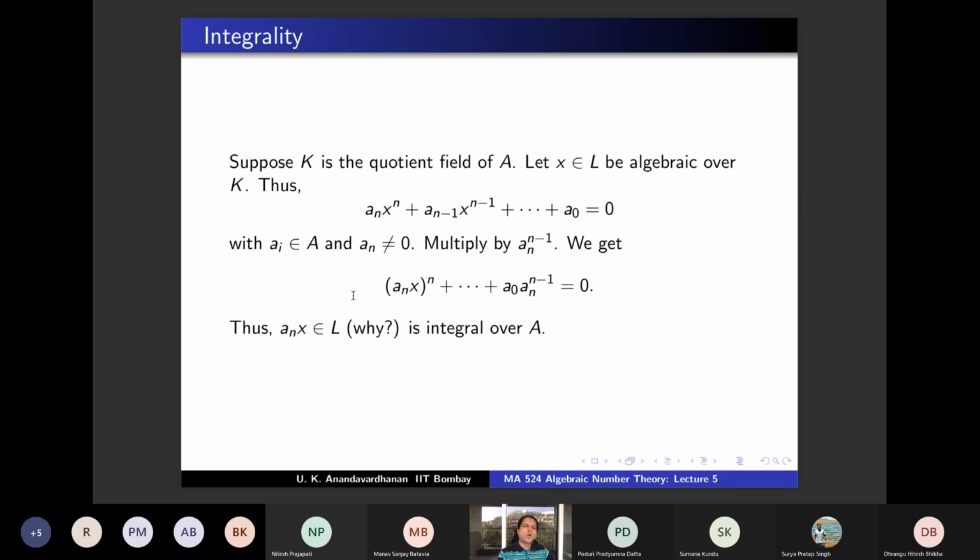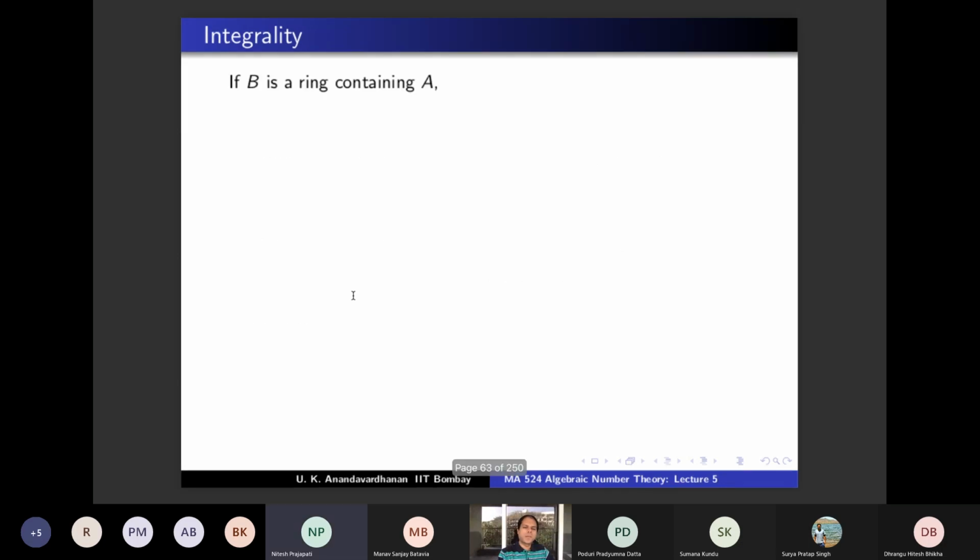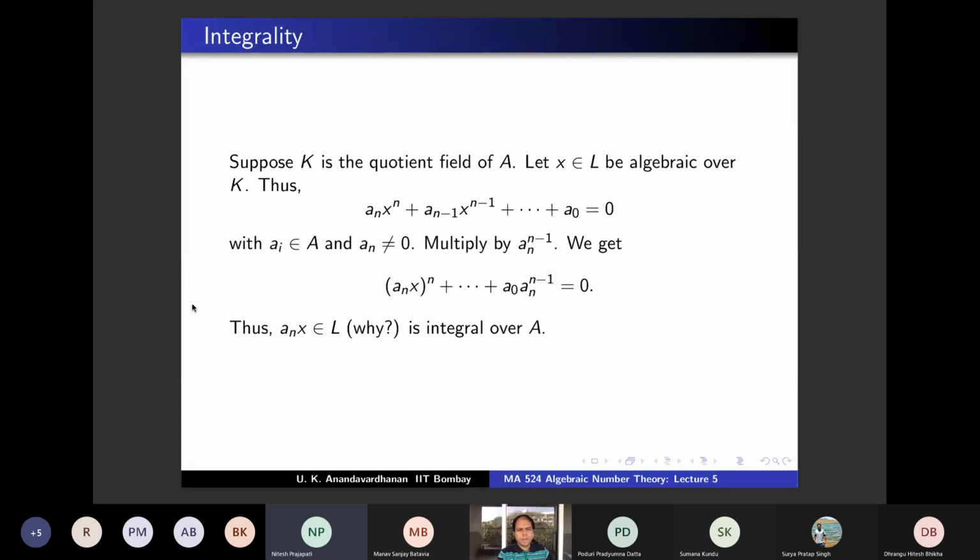Okay. So it's integral over A. Yeah. Sir, can you repeat, sir? Why does a_n x belong to L? Because a_n is from where? a_n is from where? a_n satisfies the polynomial. True, but it is also from which set?